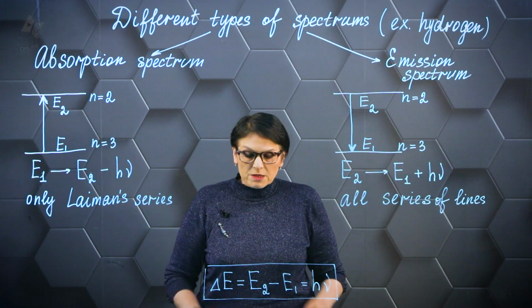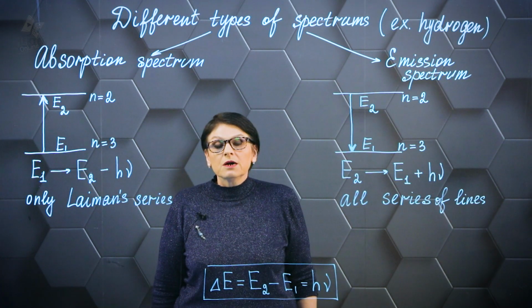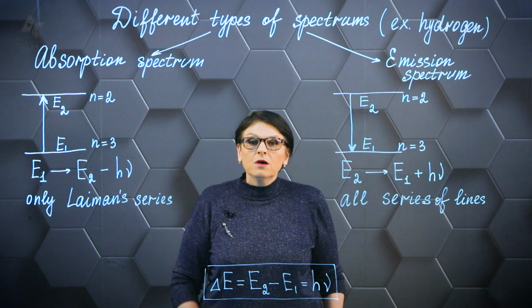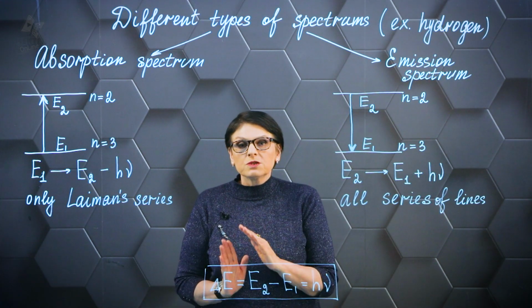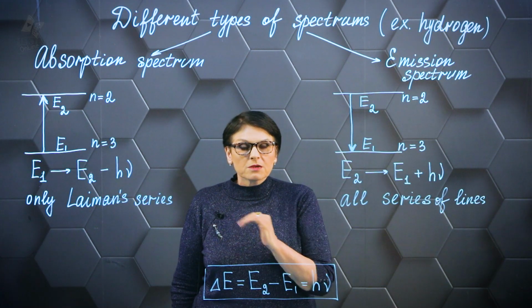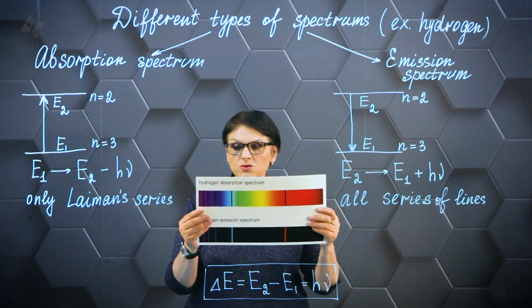Thus, there is a general formula. If we want to calculate what the quanta of light will be, that is hν, we can calculate it as E2 minus E1. The only thing is, in one case it will be a minus sign, in the other case it will be a plus sign. Now let's see how this happens in hydrogen.